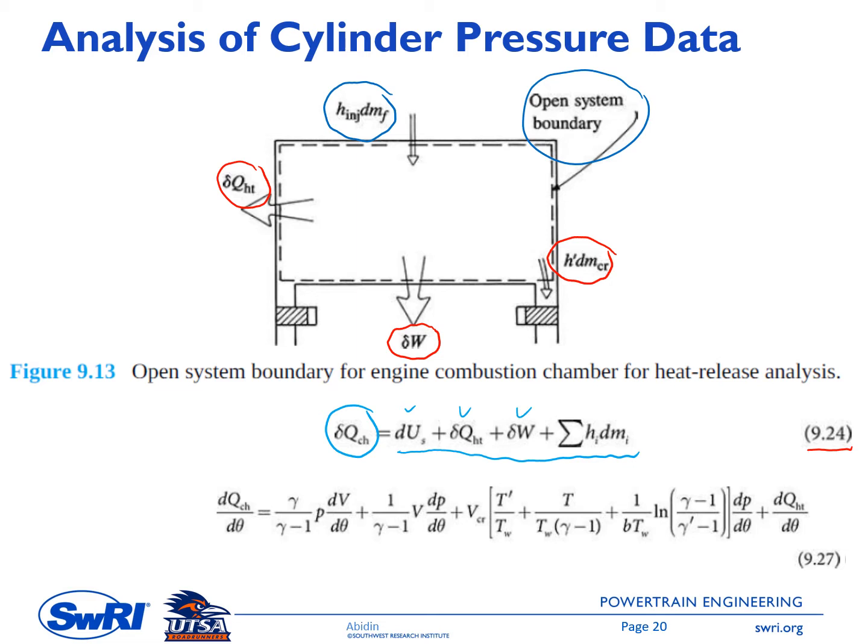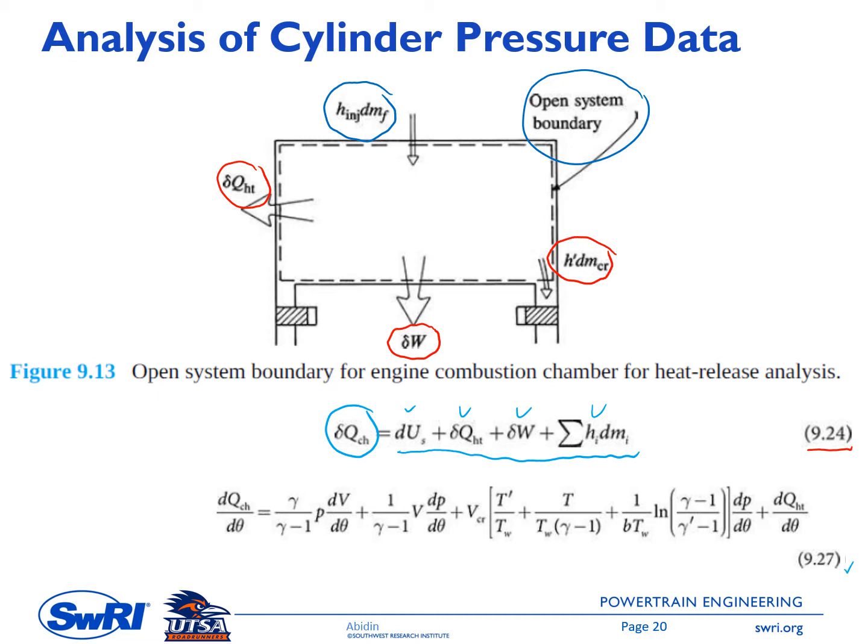This is the mechanical work transferred to the piston. And this one is the net energy flow in and out of the system. So fuel energy flow and then blow-by flow and so on. By assuming an ideal gas equation of state and making some modification of each term, we will have equation 9.27.